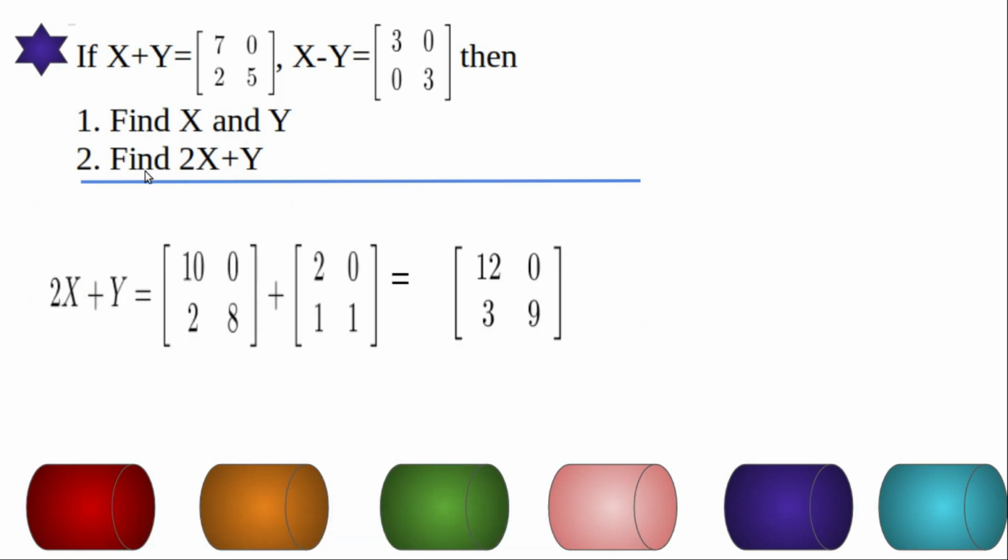Now second one, we have to find 2x plus y. We have 2x equal to 10, 0, 2, 8 plus y, that is matrix 2, 0, 1, 1. So 2x plus y is 10 plus 2, 12, 0 plus 0, 0, 2 plus 1, 3, 8 plus 1, 9. This is 2x plus y.